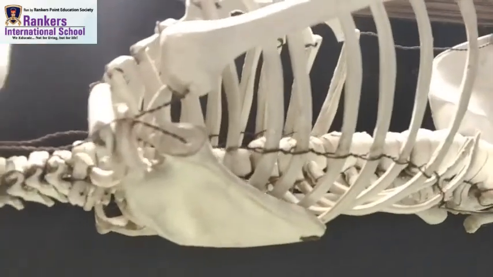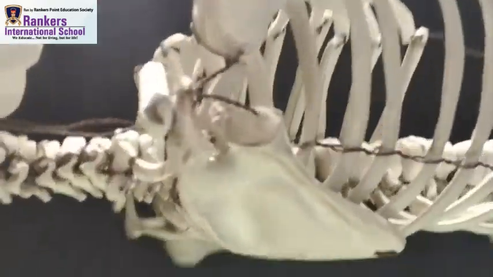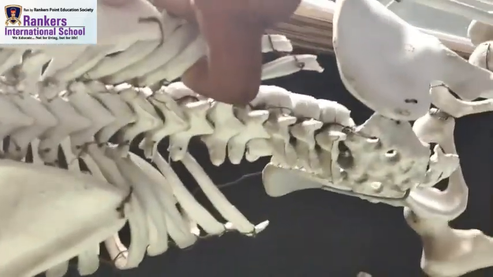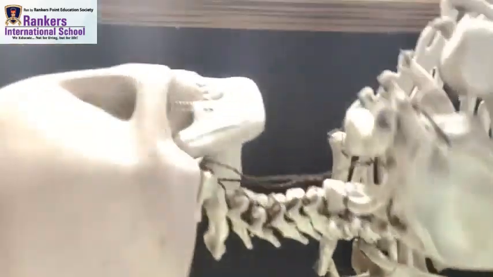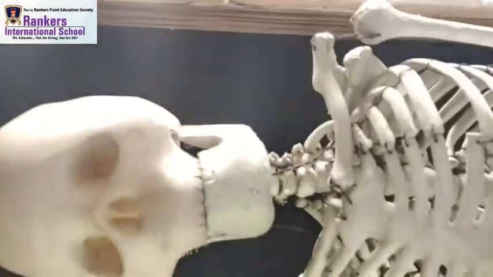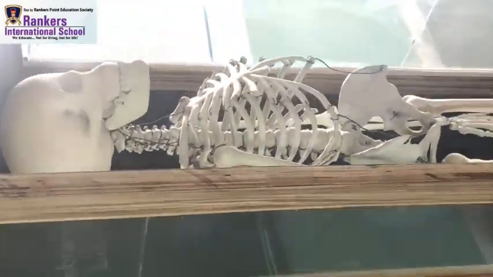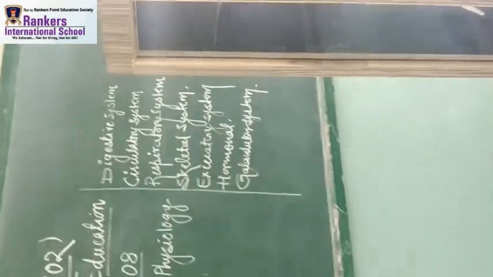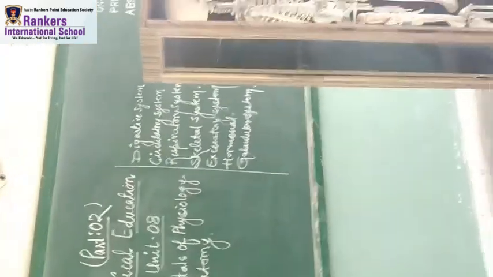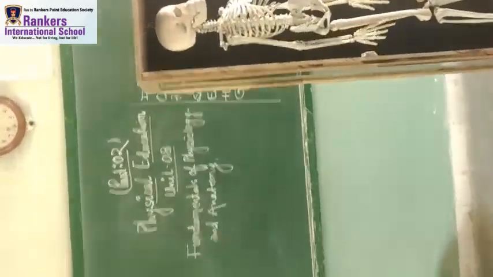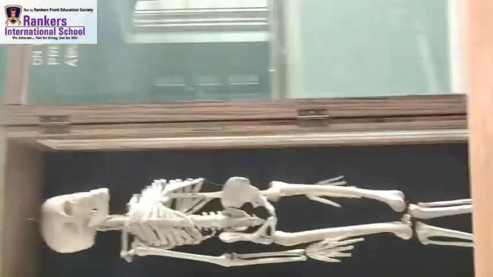This rib cage, this vertebral column, if you can see the vertebral column, let me show you properly. You can see this vertebral column till the end bone, that's the tailbone. So these come under the axial skeleton system. Got it, students? Whenever we talk about the axial skeleton system, it consists of the skull region, this rib cage, and your backbone.